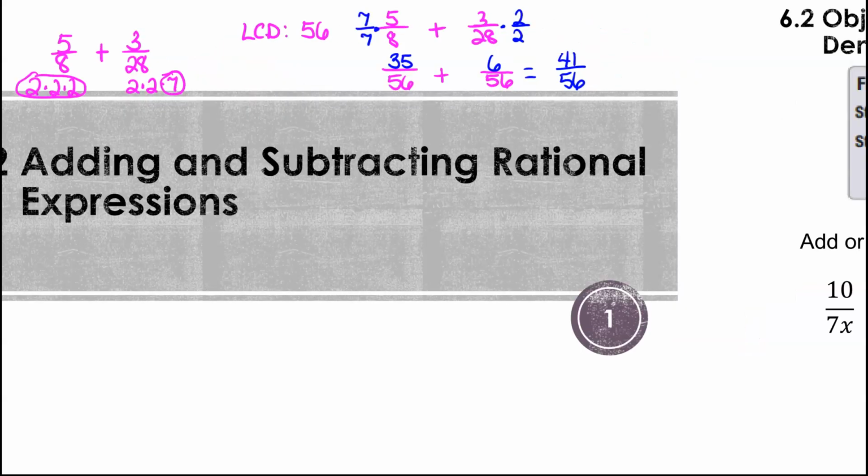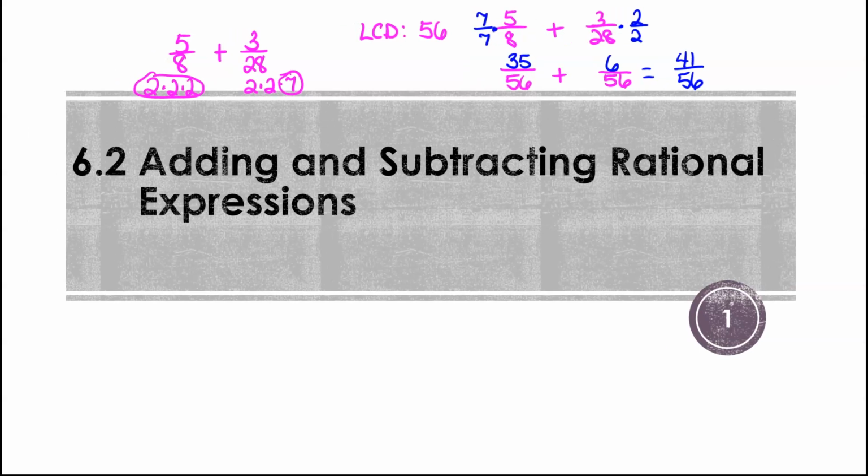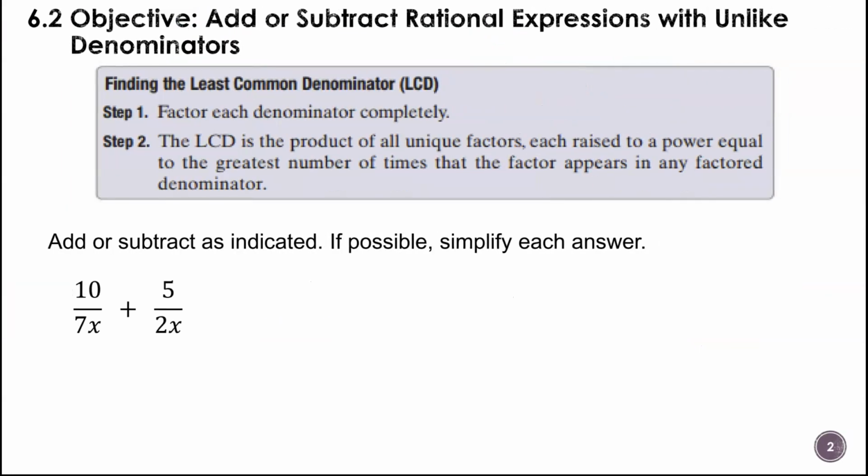I think I'll just go on to the next example, but it's the same concept. Notice what it says: factor each denominator completely. The LCD is the product of all unique factors, each raised to a power equal to the greatest number of times that the factor appears in any denominator. I think the way I word my technique is easier, and it technically is doing what this says. We're going to factor, we're going to circle, and we're going to decide if we've put all the factors possible into our common denominator.